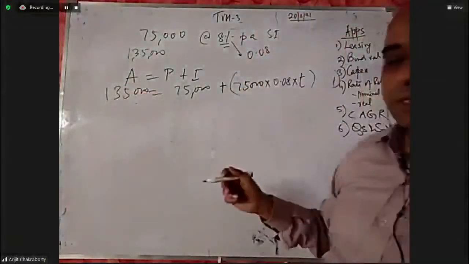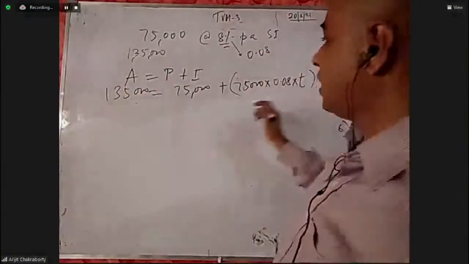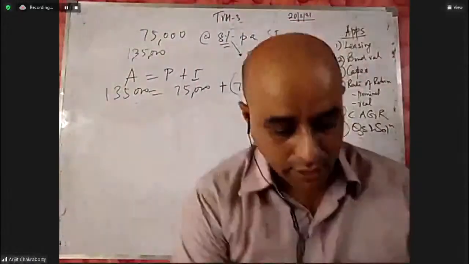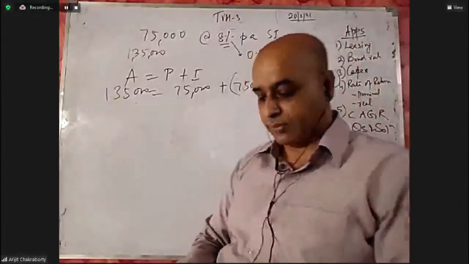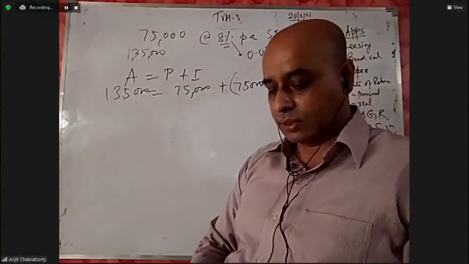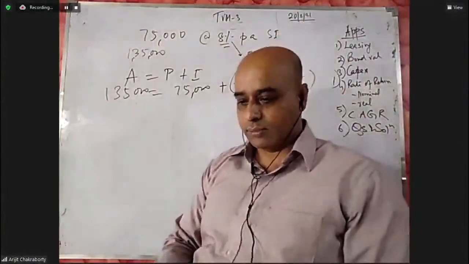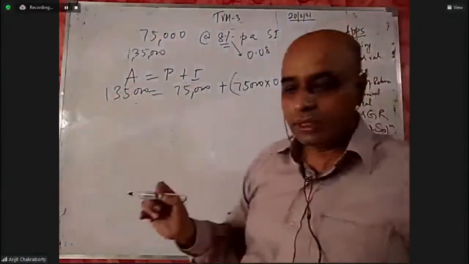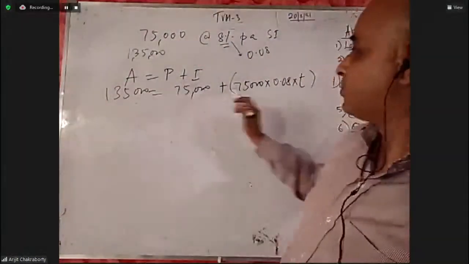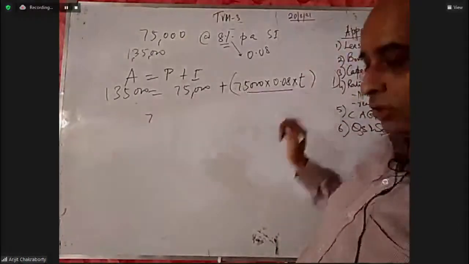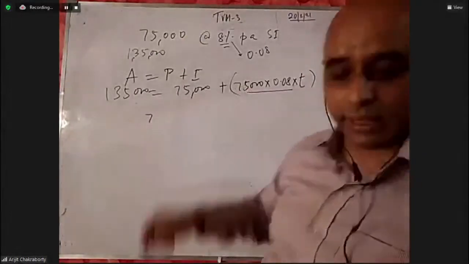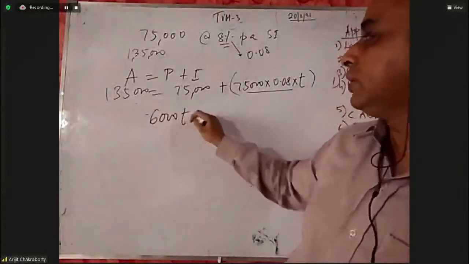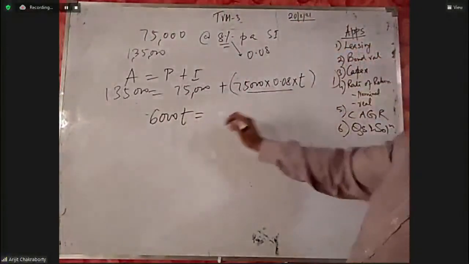Now just try to solve for this equation and see what happens. So let me multiply this side and see what we get. 75,000 into 0.08. So let us see what value we are getting. I'm getting 6,000. So I can write 1,35,000 equals 75,000 plus 6,000 into T. This is 6,000 into T.